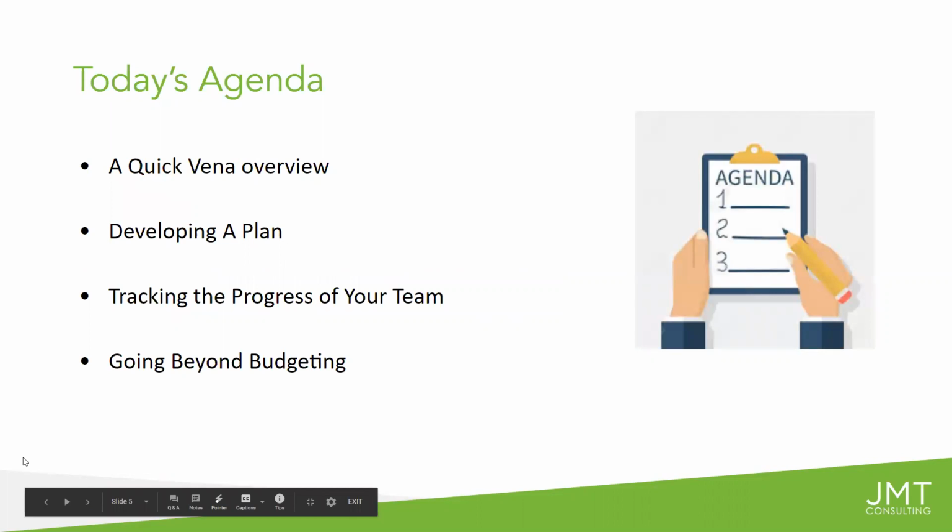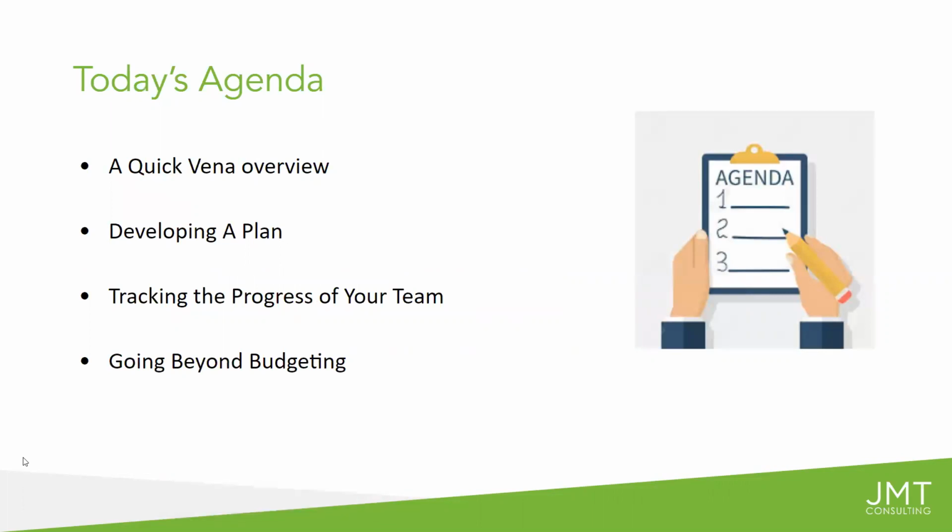So what we're going to do today is go over a very high-level, 40,000-foot view of Vena and what it is as a company, as a product. Then we're going to get into developing a plan, specifically around the creation of a board-approved budget in a nonprofit context. We're going to go through exactly what that would look like and how Vena would be able to handle that and make that a more efficient and easy-to-use process in the future.